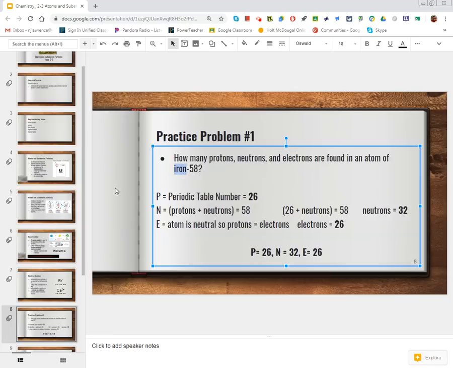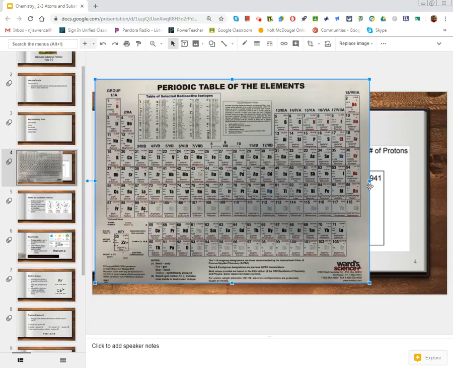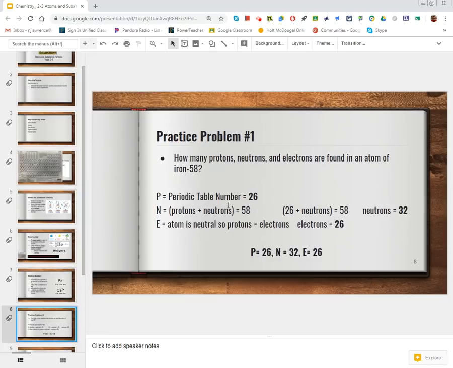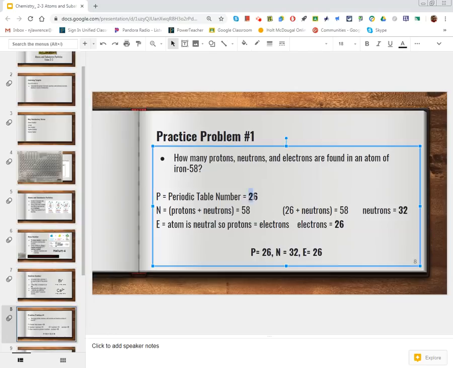Well, if I go back and look at my periodic table, I can find iron right here, and it says 26. So as I look at my periodic table, I see iron has the atomic number 26, so it's very easy. I just use my big cheat sheet and I write down the periodic table number is 26. Therefore, I have 26 protons. Now, since the mass number is 58, I have to come up with a number of neutrons based on that mass number.